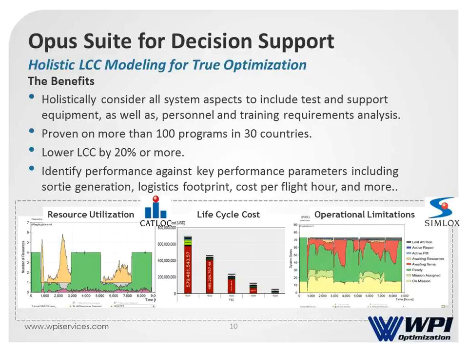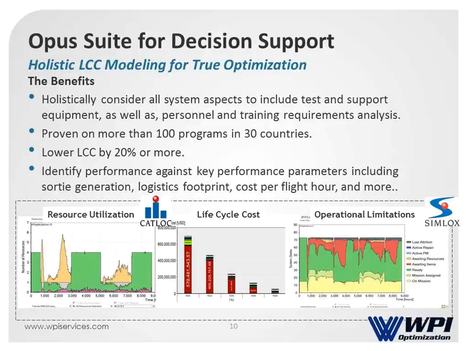We're going to consider all aspects to include our test and support equipment, as well as our personnel and training requirements. And this has been proven on more than 100 different programs in 30 countries. And again, primarily defense, but also oil and gas, some power, some medical systems, and commercial aviation. And we want to identify our performance against some of those key parameters, including our sortie generation rate, logistics footprint, cost per flight hour, and more.